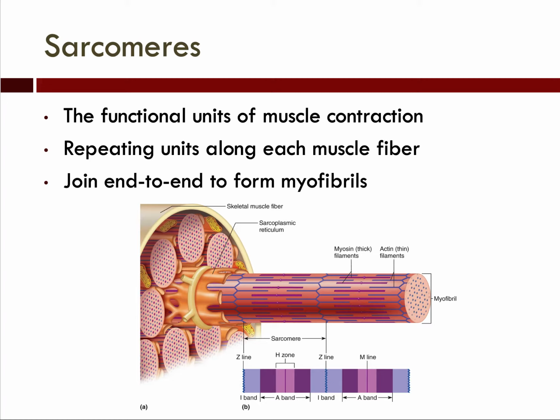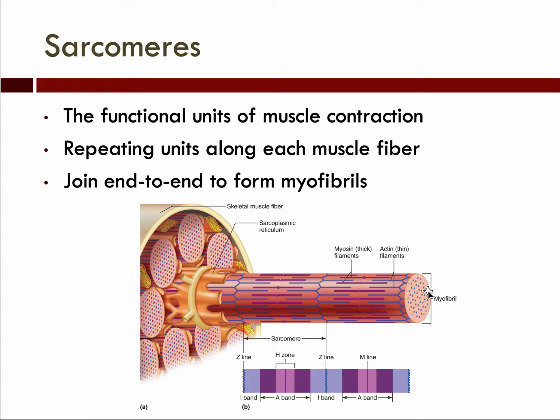So the functional unit of muscle contraction is called a sarcomere. Sarcomeres repeat along each muscle fiber and join end to end in order to form a myofibril within the muscle fiber. So here you have one right here, a sarcomere. Here you have another sarcomere. Then here's the start of another sarcomere. And they all line up end to end in order to produce this myofibril.